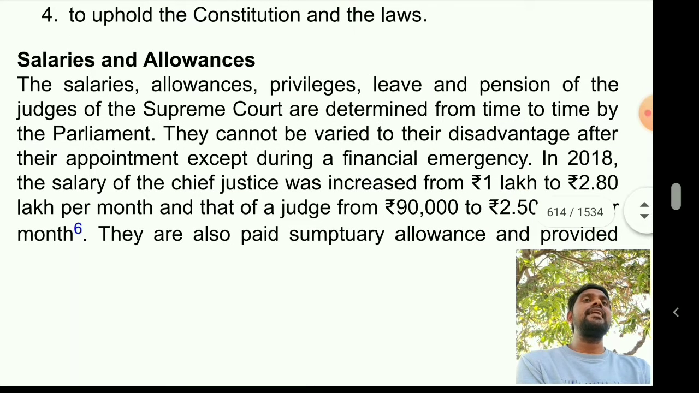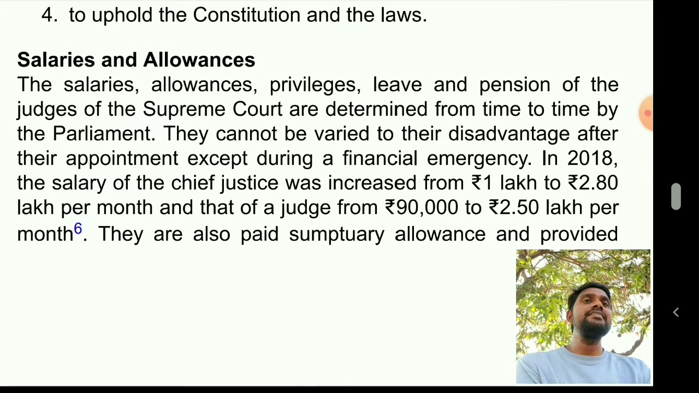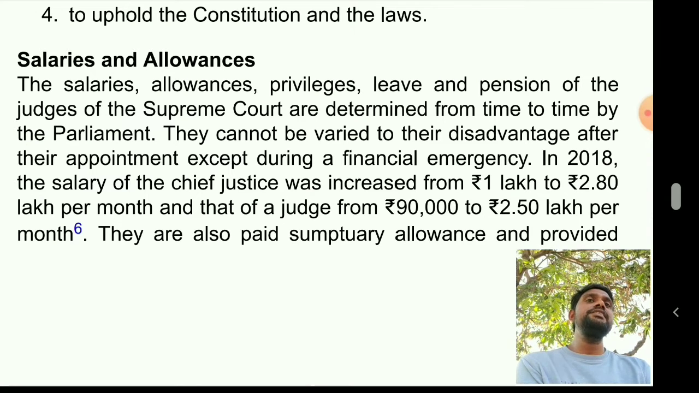Next is salaries and allowances. The salaries, allowances, privileges, leave and pension of the judges of the Supreme Court are determined from time to time by the Parliament. They cannot be varied to their disadvantage after their appointment except during a financial emergency. In 2018, the salary of the Chief Justice was increased from rupees 1 lakh to 2.80 lakh per month, and that of a judge from 90,000 to 2.50 lakh per month.